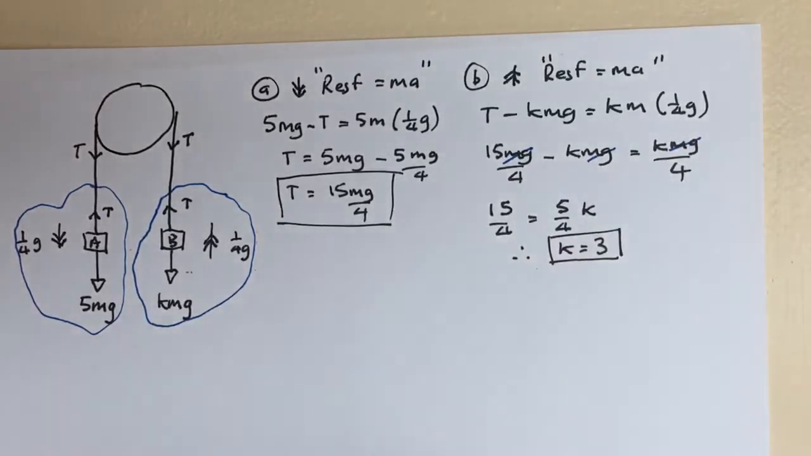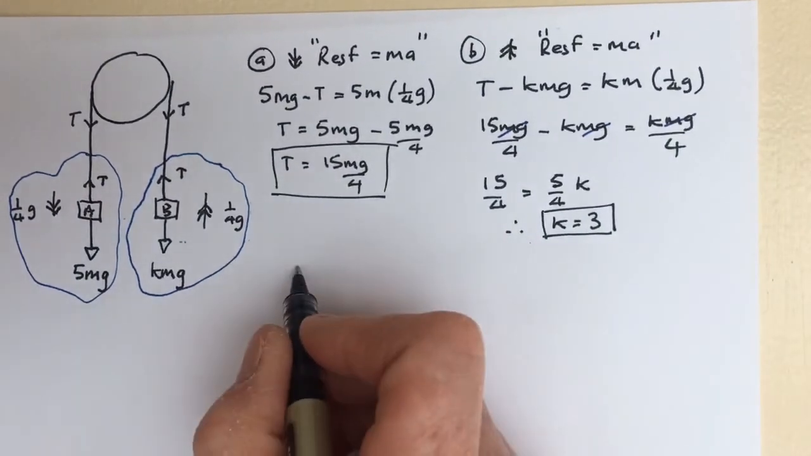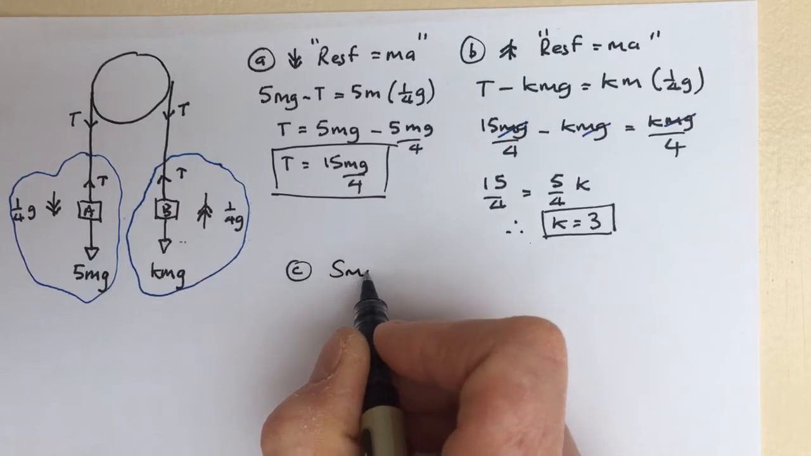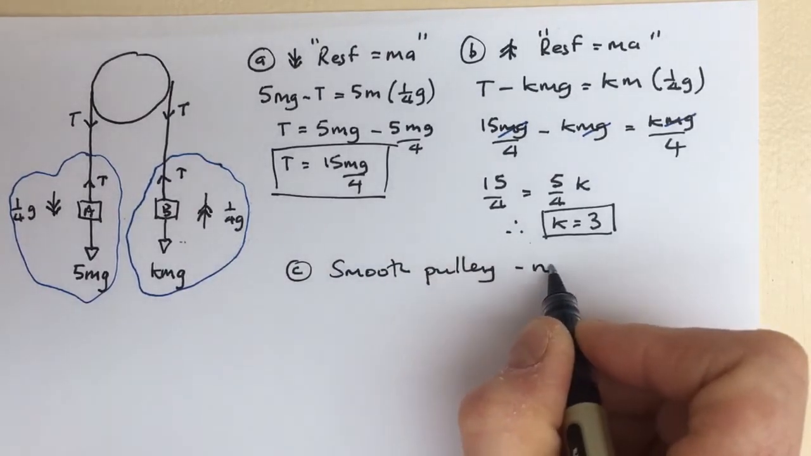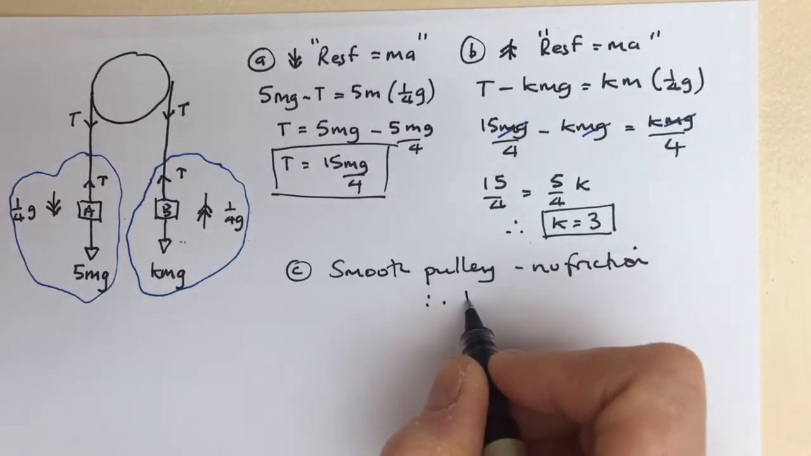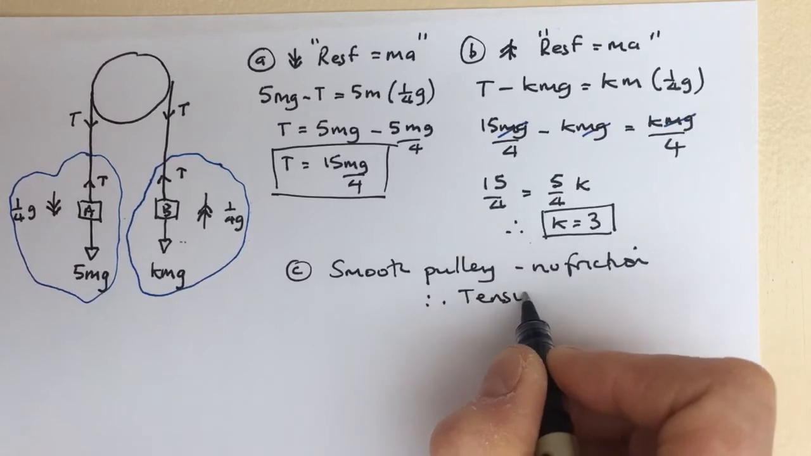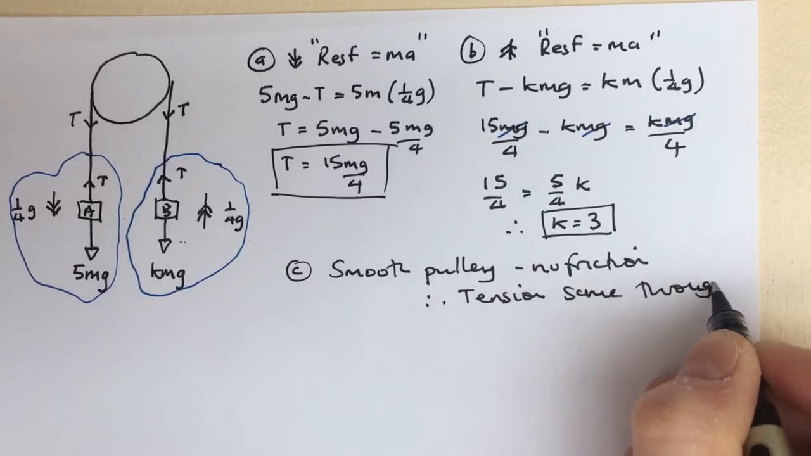So that's part B. For part C, show how you've used the information that this pulley is smooth. Smooth pulley, no friction, so therefore we're assuming that the tension is the same throughout.